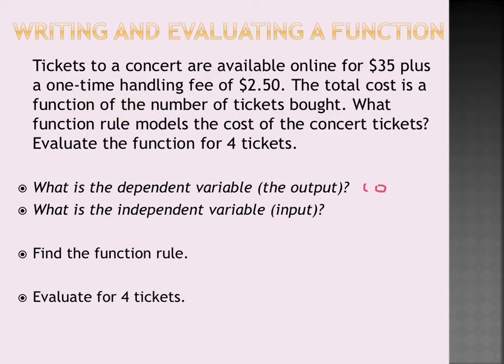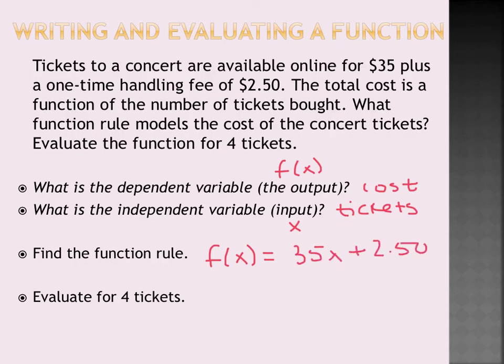So our cost is going to be our dependent, our f of x, and our independent is going to be the tickets, which is our x values. So the function rule here, the cost is depending on the number of tickets. Well, it's $35 a ticket plus this $2.50 fee. So notice how I will input values for the number of tickets, and then our output value will be the cost. So the cost depends on how many tickets you plug in.